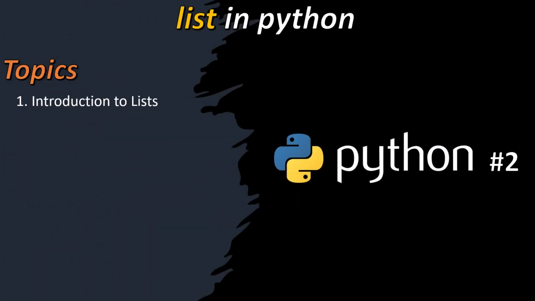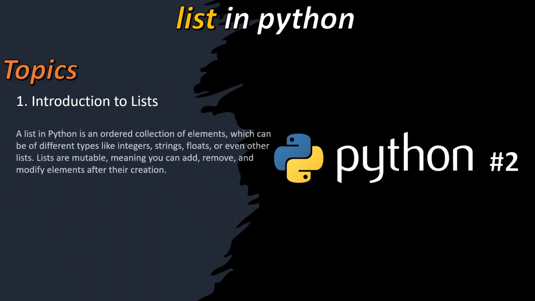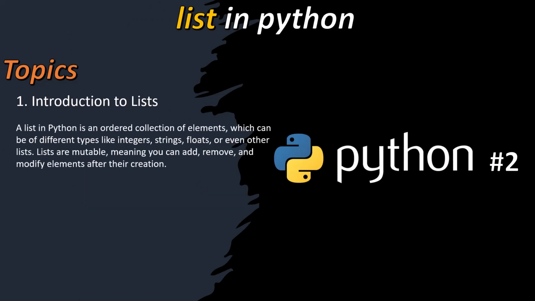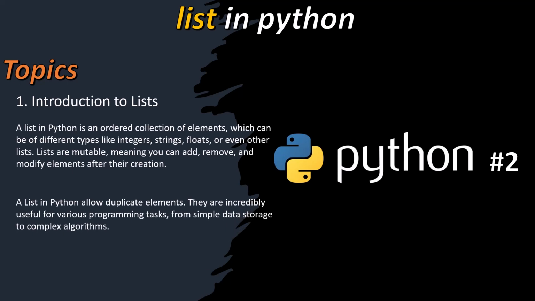The first topic, introduction to lists. A list in Python is an ordered collection of elements, which can be of different types like integers, strings, floats, or even other lists. Lists are mutable, meaning you can add, remove, and modify elements after their creation. A list in Python allows duplicate elements. They are incredibly useful for various programming tasks, from simple data storage to complex algorithms.